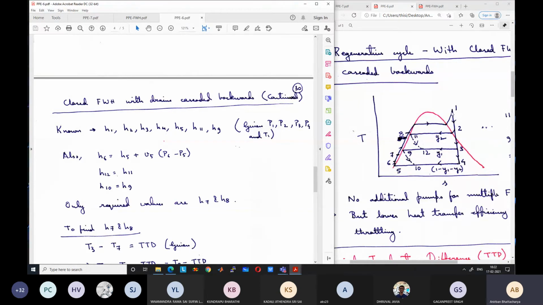So state 1 is fixed because pressure and temperature are known here, and state 4 is fixed because the pressure here is known, and because this is an isentropic process in an ideal case, we will be able to equate the entropy, S4 is equal to S1. So we will know the entropy and pressure here. From the entropy and pressure, we can find out the state, that is, the quality of steam here.